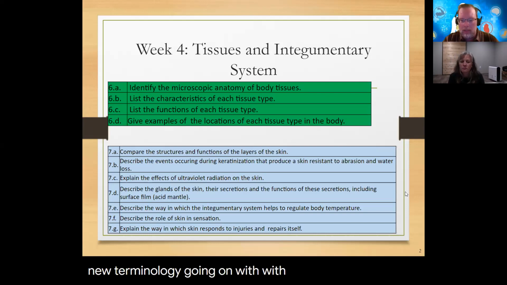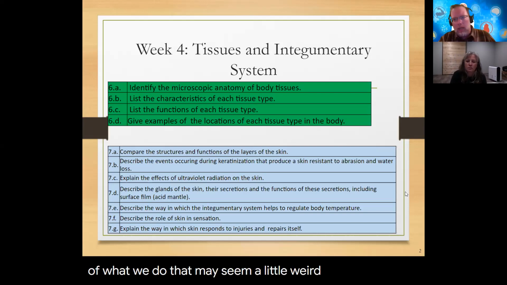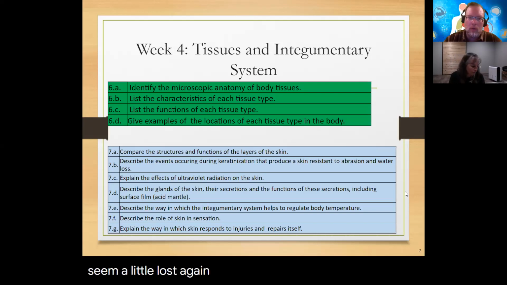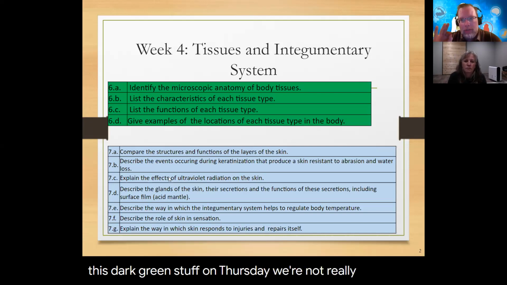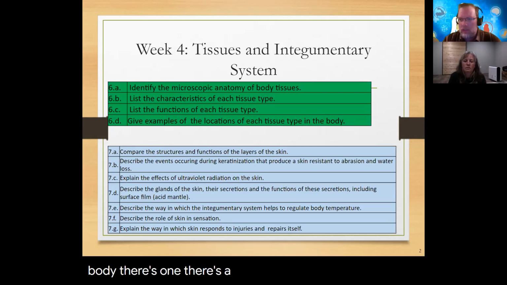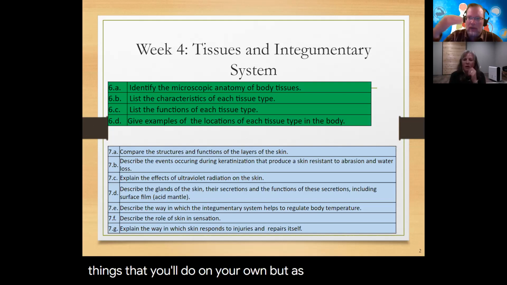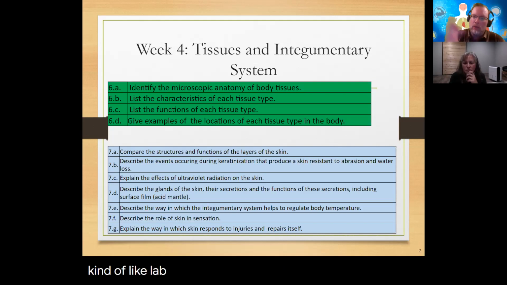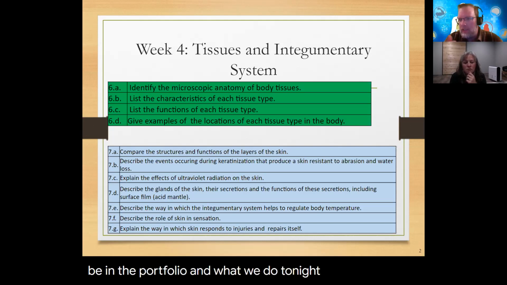So again, some of what we do may seem a little weird, or you might feel a little lost. We're going to reinforce a bunch of this dark green stuff on Thursday. We're not really going to do much of anything on Thursday with skin. With Visible Body, there are a couple of little quizzes, and a few things that you'll do on your own. But as far as an actual lab with lab questions, those questions will be in the portfolio. And what we do tonight with skin is just about all you're going to get from me.